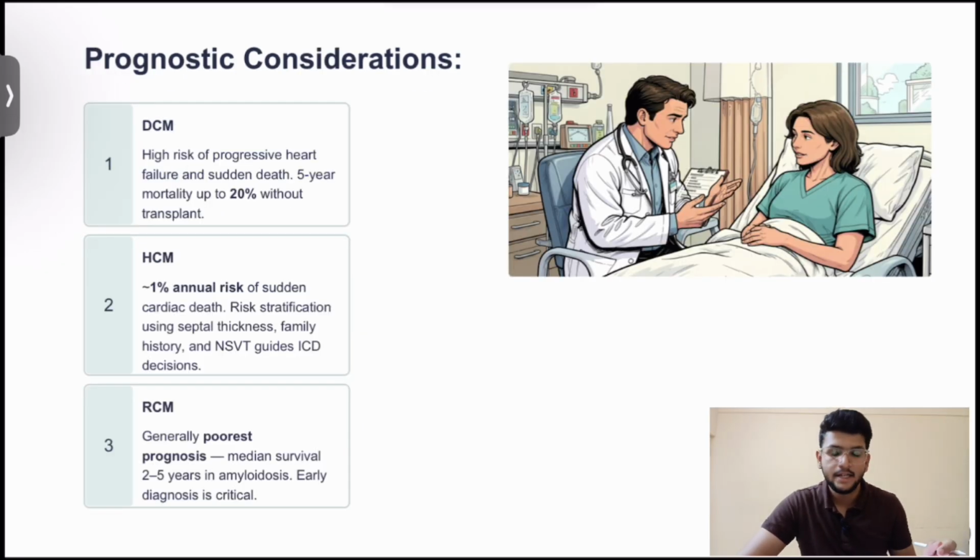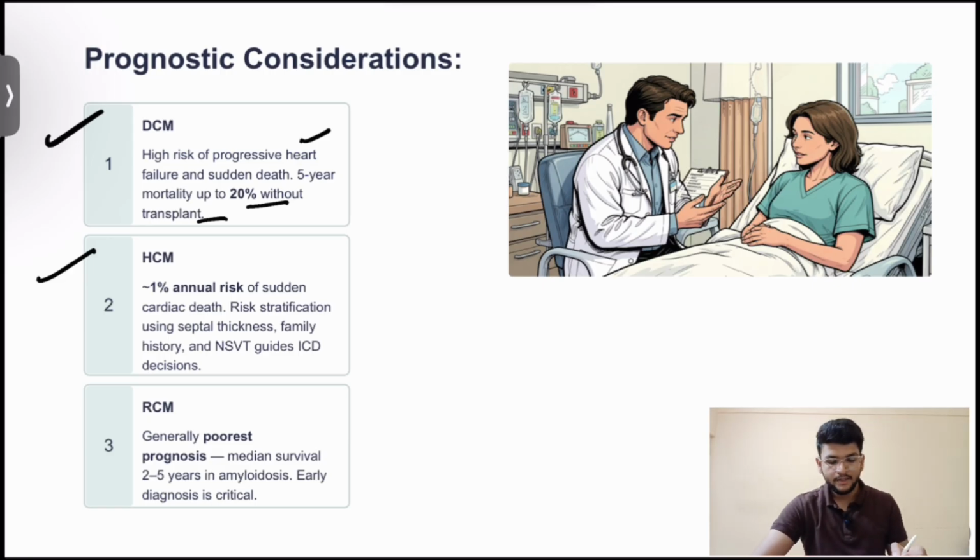The prognostic considerations for cardiomyopathy: in DCM, there is a high risk of progressive heart failure and sudden death within 5 years, with mortality up to 20% without transplant. In hypertrophic cardiomyopathy, there is a 1% annual risk of sudden cardiac death, and risk stratification using septal thickness, family history, and NSVT guides ICD decisions. In RCM, generally the prognosis is poorest, with median survival between 2 to 5 years. In amyloidosis, early diagnosis is critical.